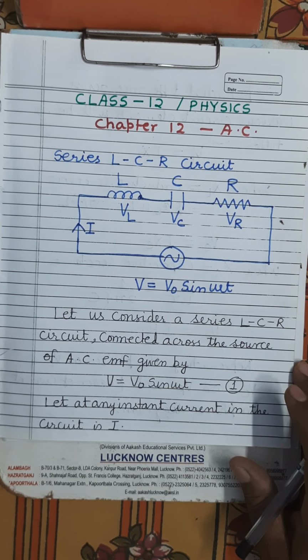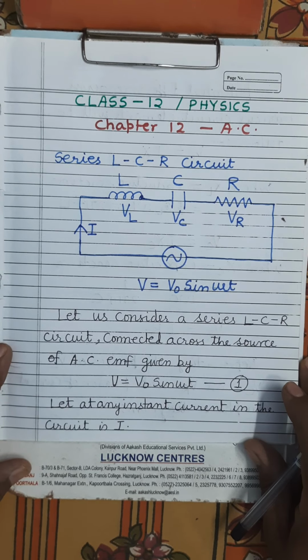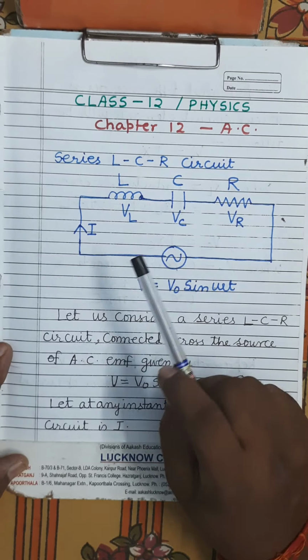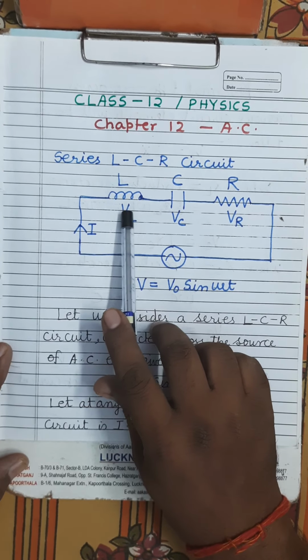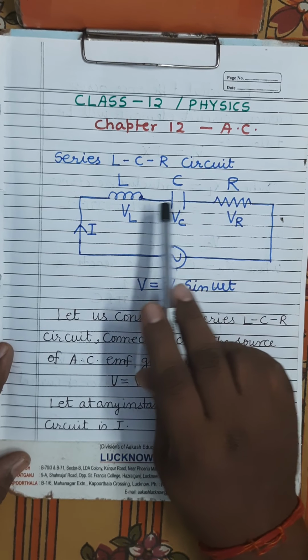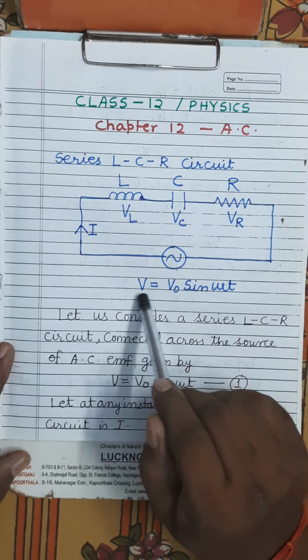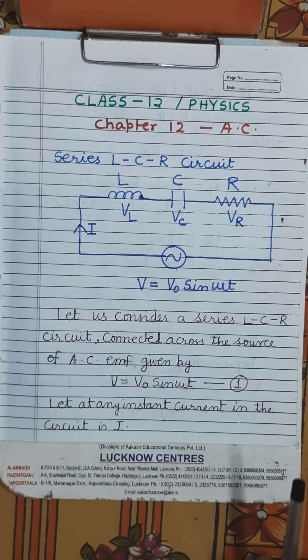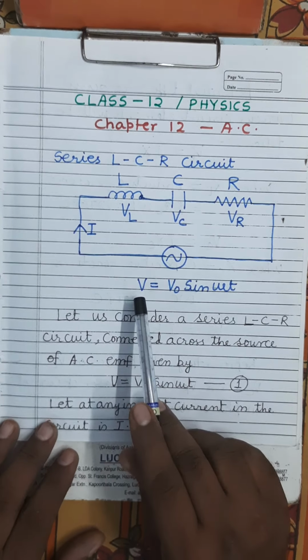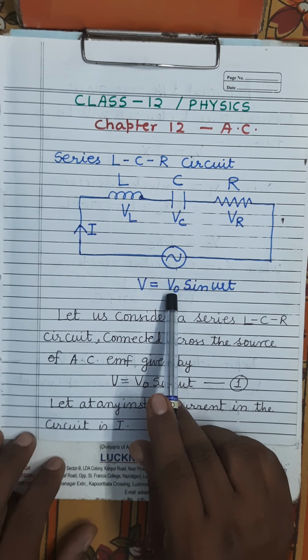Hello students, today in this lecture I am going to explain about the series LCR circuit. Here this is a series LCR circuit in which an inductor, capacitor and resistor are connected in series across a source of AC EMF which is given by V equals V naught sin omega t. Here V is the instantaneous value of voltage while V naught is the peak value of voltage.